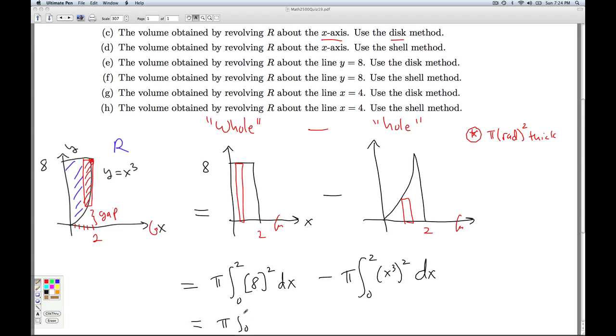So that's pi times the integral from 0 to 2, 64 dx, minus pi times the integral from 0 to 2, x to the 6th dx. You go through your fundamental theorem of calculus. All we're asked to do is set things up, so that's exactly what we did. That'll do it for part C.